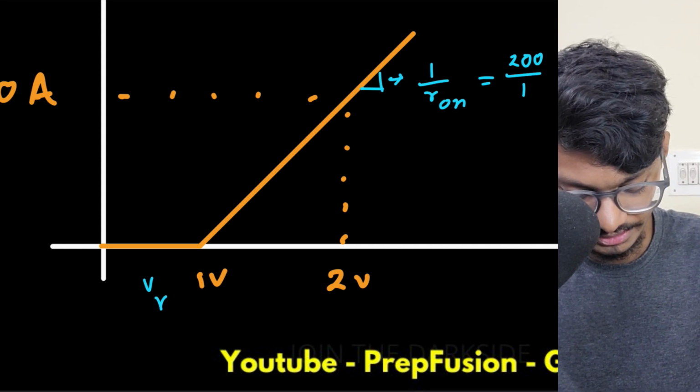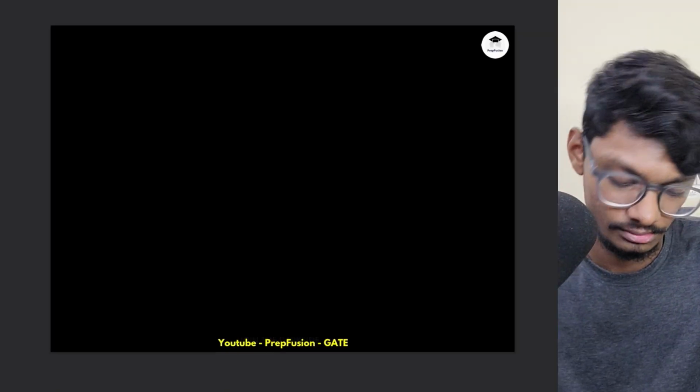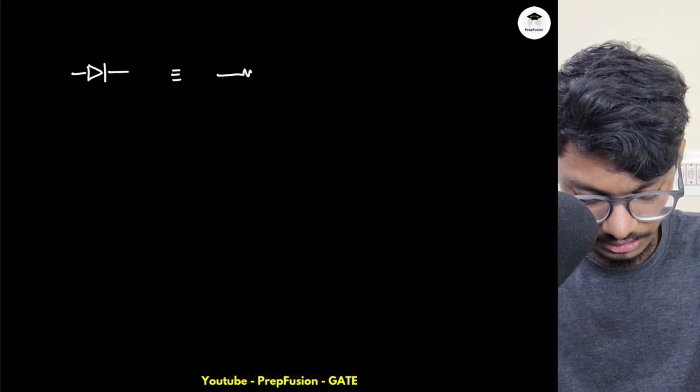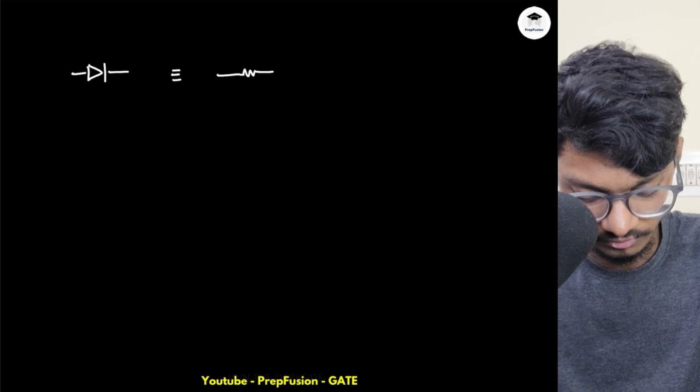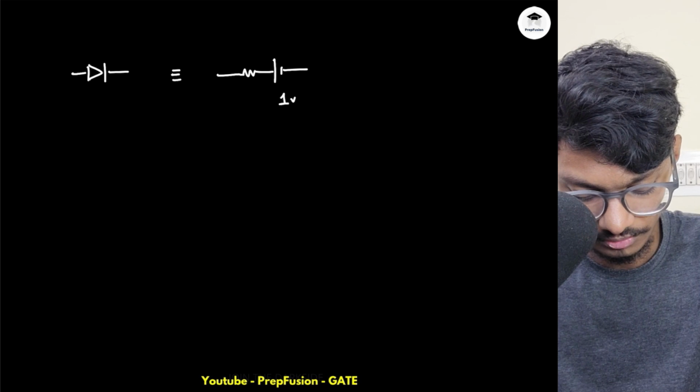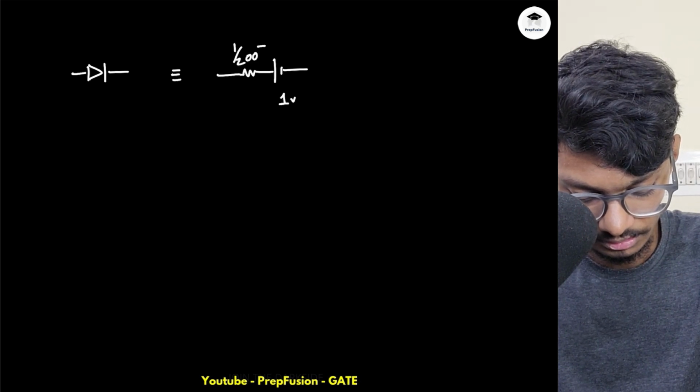So basically I can replace my diode like this. The diode can be replaced with the R on and a forward voltage drop. Now this is V gamma. V gamma is 1 volt and R on is 1 by 200 ohms.